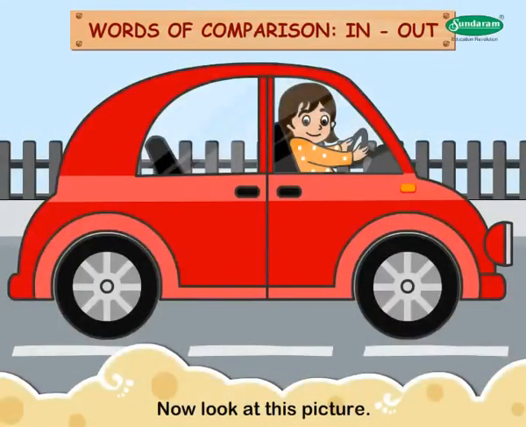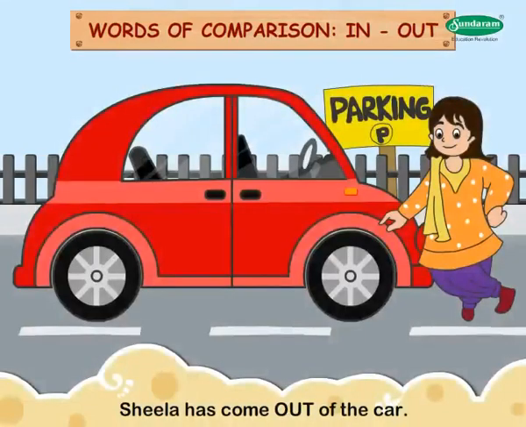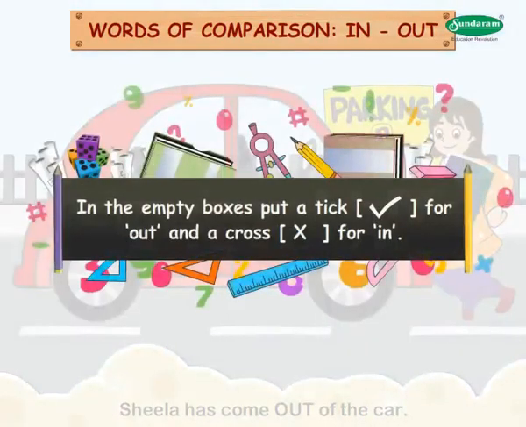Now look at this picture. Sheila is sitting in the car. Sheila has come out of the car. In the empty boxes, put a tick, correct, for out, and a cross, X for in.